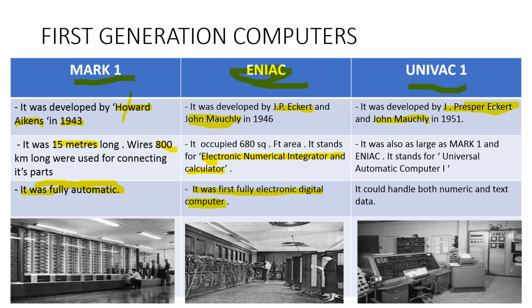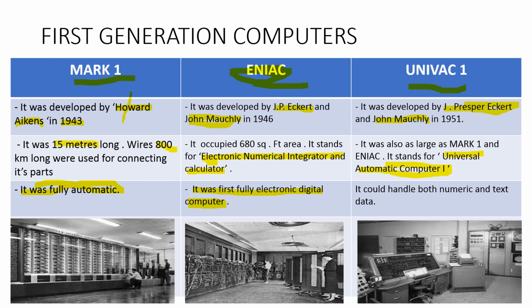Now, UNIVAC stands for Universal Automatic Computer 1. What is the full form of UNIVAC? Universal Automatic Computer 1. It could handle both numeric and text data. So the further development, the new invention in the UNIVAC, was that it could handle both numeric and text data. Then you can see an image of the UNIVAC computers. It was a bit smaller in size than the Mark 1 and ENIAC, but not much difference.